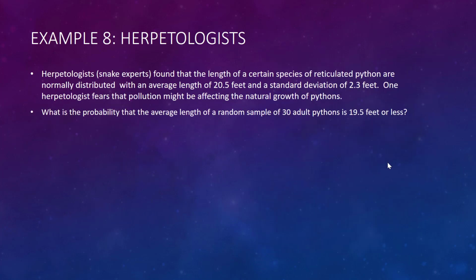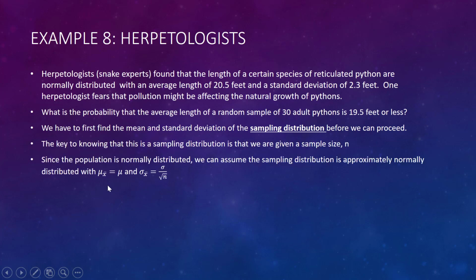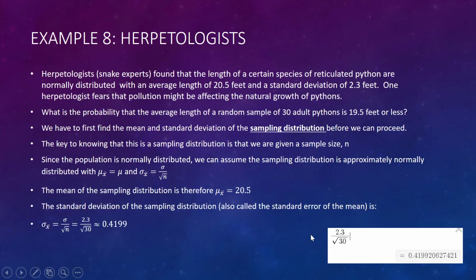Now let's tackle the second part of this problem. It says, what is the probability that the average length of 30 snakes is 19.5 feet or less? So we need to find the mean and standard deviation of the sampling distribution. So we know that the mean is the same as the mean of the population, which is 20.5. So that will not change. What will change is the standard deviation. Remember, we have to divide by the square root of 30. So that's going to give us a new standard deviation of about 0.4199.